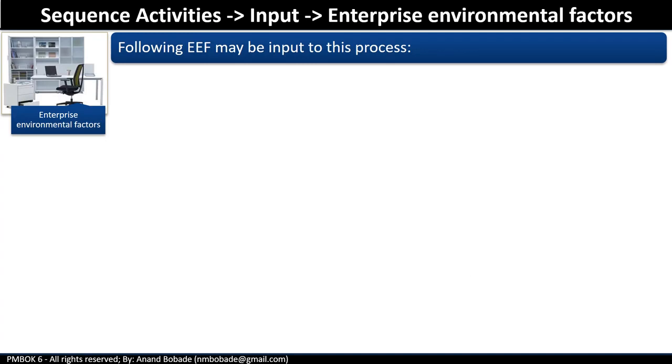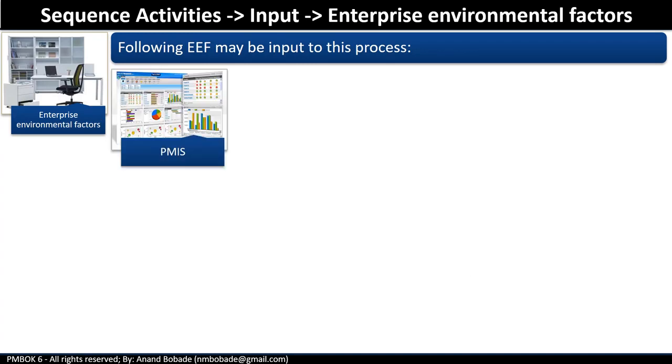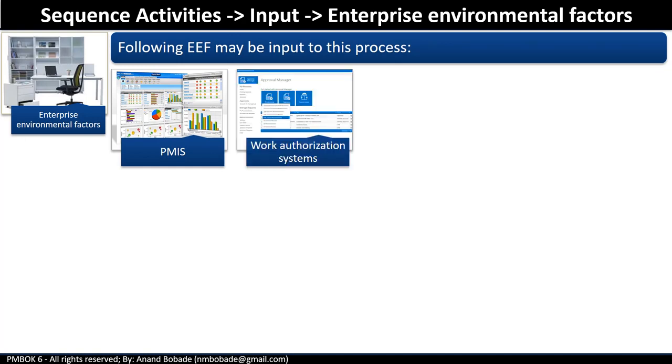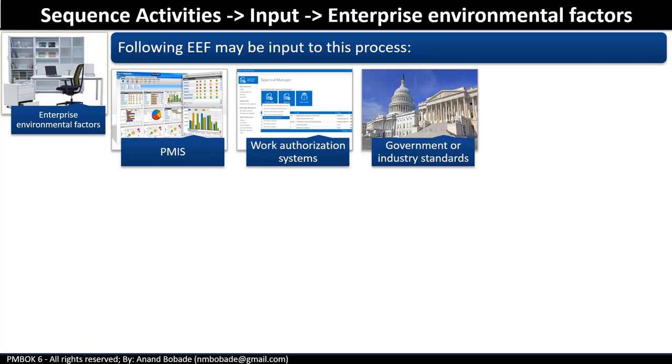Enterprise environmental factors. So we have project management information system, within which one of the key components is a scheduling tool, which will be helpful. Organization work authorization system. It will have a workflow or approval mechanism. This is used when specific activity needs authorization from top management to start work. Government or industry standard, particularly if the current project is similar to one done earlier.